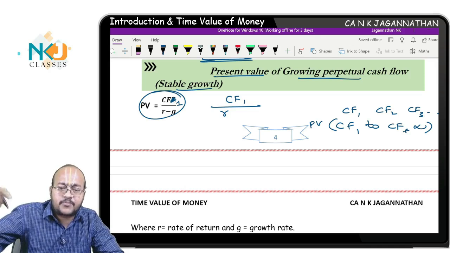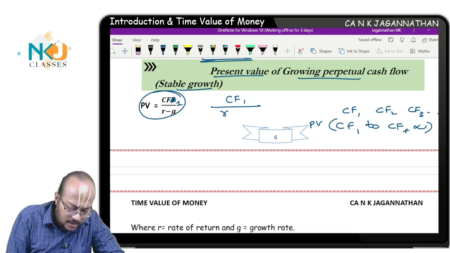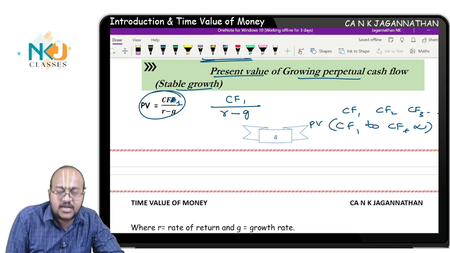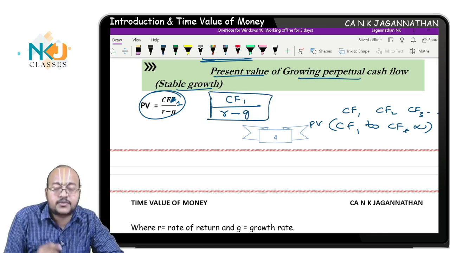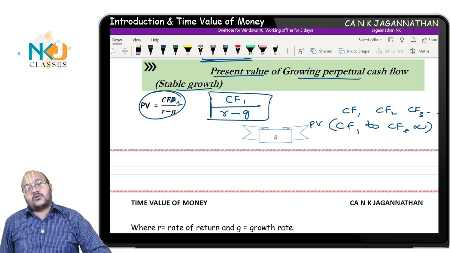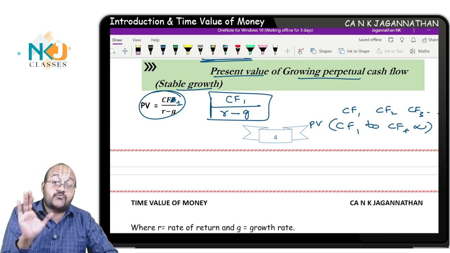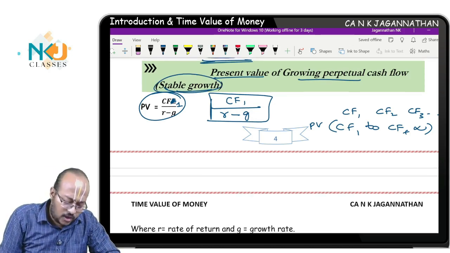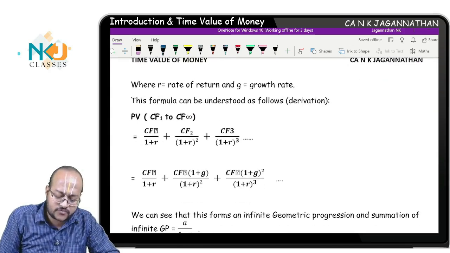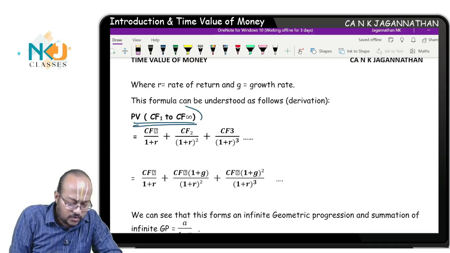In the equity valuation chapter, this R becomes your KE. We are going to study that later. No issues. This is R minus the growth rate. G is the growth rate. This is the formula for the present value of a growing perpetual cash flow, where the growth rate is also stable. So how to derive this formula? We are discussing the derivation of this formula also. See, very simple. Present value of cash flow 1 to cash flow infinity.